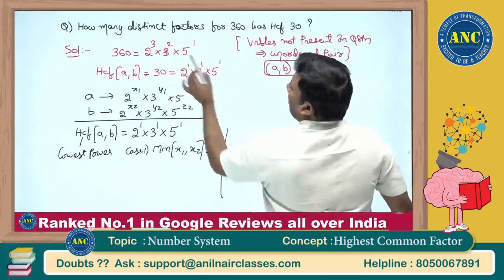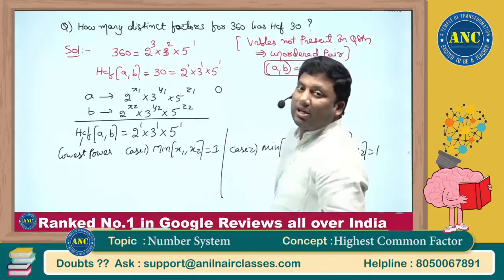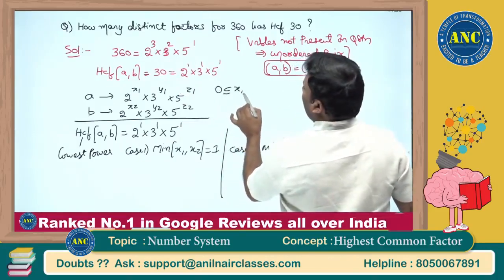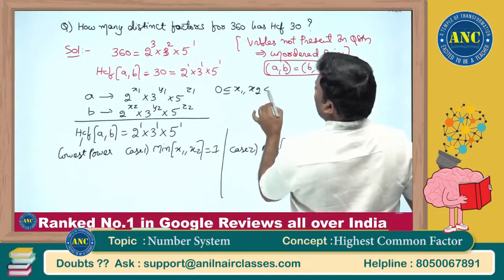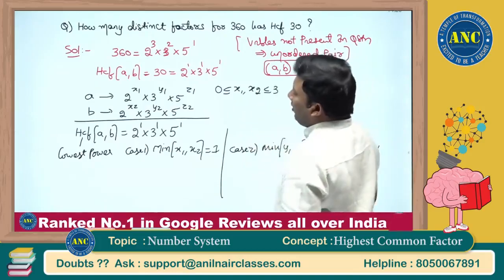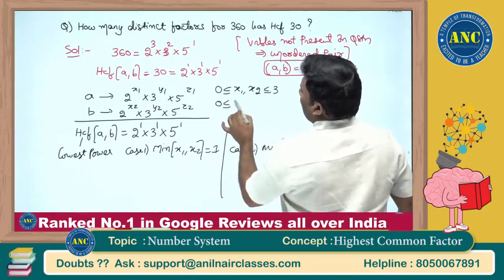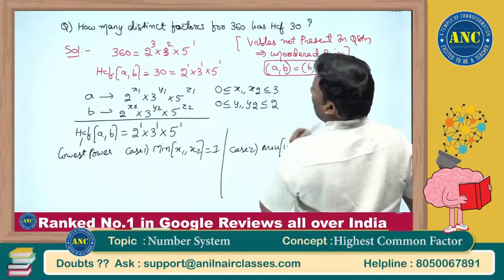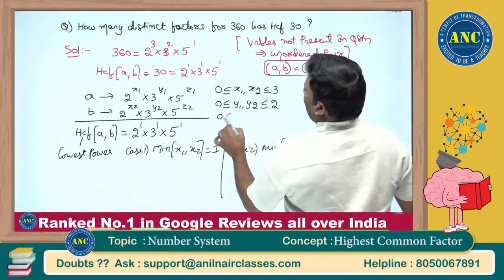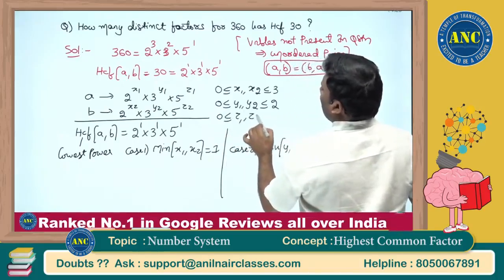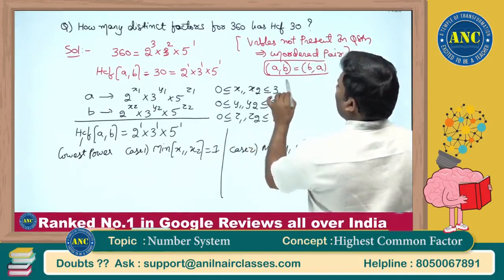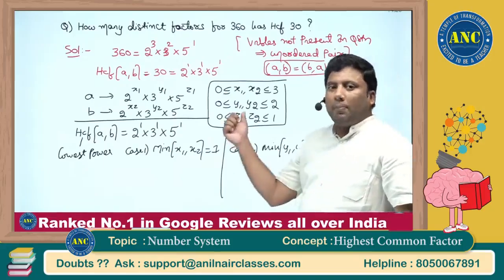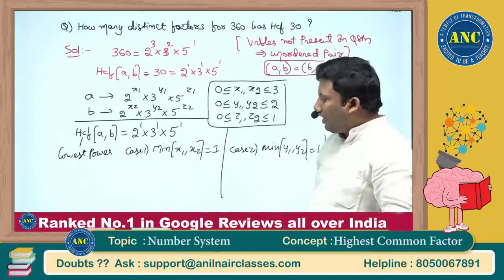But x1 and x2, it is 360. 360 means the power of 2 maximum is 3: 0 less than or equivalent to x1, x2 less than or equivalent to 3. For y1, y2: 0 less than or equivalent to y1, y2 less than or equivalent to 2. 0 less than or equivalent to z1, z2 less than or equivalent to 1. This upper limit will help us to stop after a value.